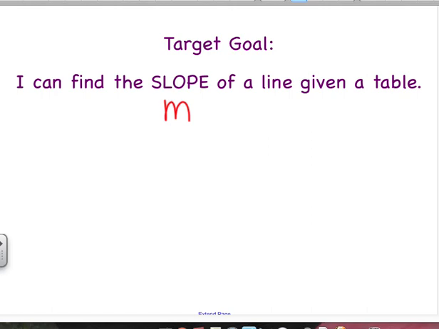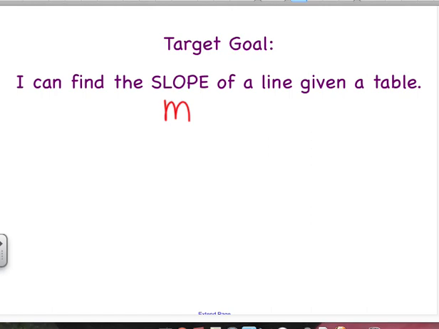All right, now what is slope? Well, in my own words, slope is the steepness of a line, right? How steep is the line? And what kind of lines are we talking about? Well, we're talking about lines that come from linear equations, lines that have been graphed on a coordinate plane.